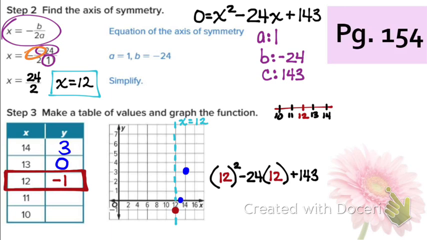Did you have to plug in the other two? No. Why not? Because it's a reflection. So down here, when you plug 11 in, what should you get? You should get a 0. When you plug 10 in, you should get a 3. Do I have enough points to draw my U shape in here? Yes. Yep.